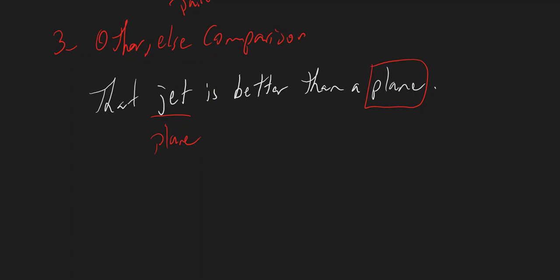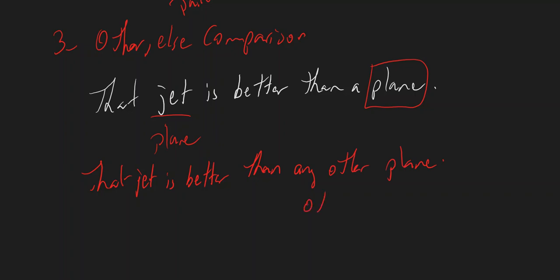So I can rephrase the sentence as that jet is better than any other plane, or than other planes. Therefore, I solve the problem of comparing a jet with itself. So I'm comparing here the jet with other planes, not the jet with a plane.